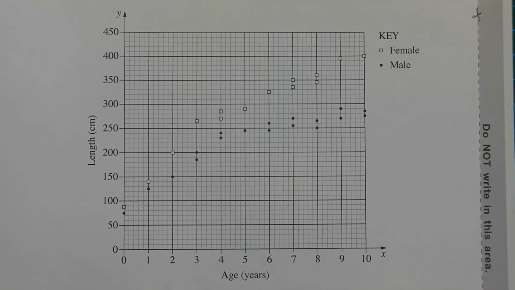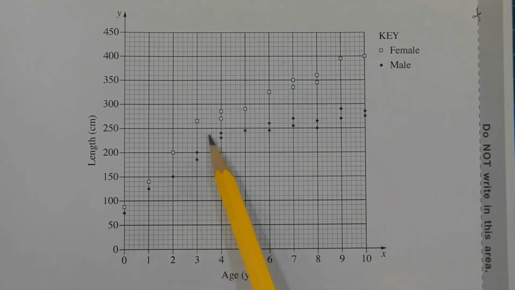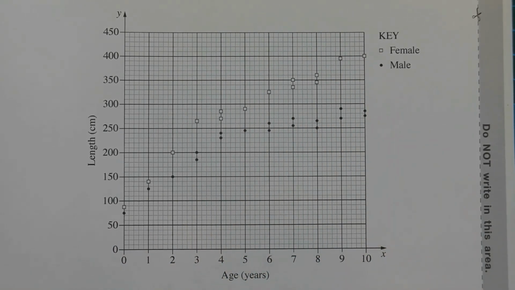Some observations may include, at any given age, female anacondas are longer than male anacondas. A second point could be that male anacondas don't grow much longer after the 4th year, so that's around maturity. The rate of growth slows down significantly, whereby female anacondas tend to continue growing at roughly the same rate. A third point could be that male and female anacondas are roughly the same length at birth. Female anacondas are slightly longer.